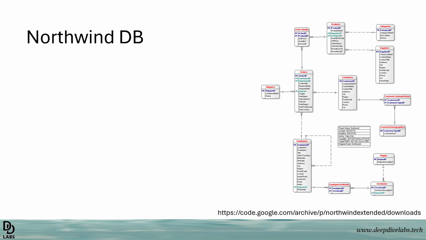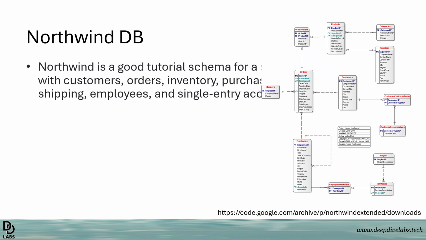So now let's get introduced to this Northwind database. The Northwind database is a small tutorial schema for a small enterprise ERP, enterprise resource planning. So it has entities such as customers, orders, inventory, purchasing, suppliers, shipping, employees, and some accounting information.